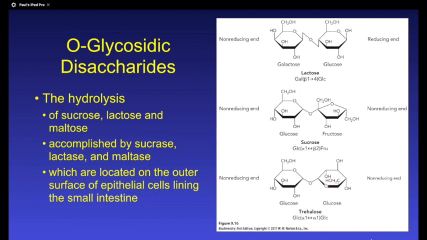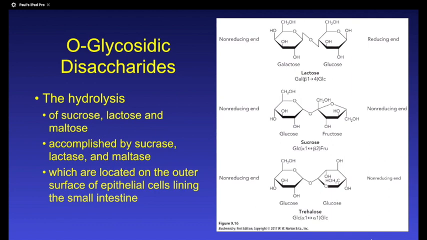Which two sugars are connected? That's important. And secondly, what is the connection point? Okay. And so what we're going to do is lactose is a beta 1,4 bond. All right. The sucrose is an alpha 1,2 bond between the glucose and the fructose, and the trehalose is an alpha 1,4 bond between the two glucoses. Okay. And so which two sugars are together and what the bonding is between them. So lactose, sucrose, and trehalose.